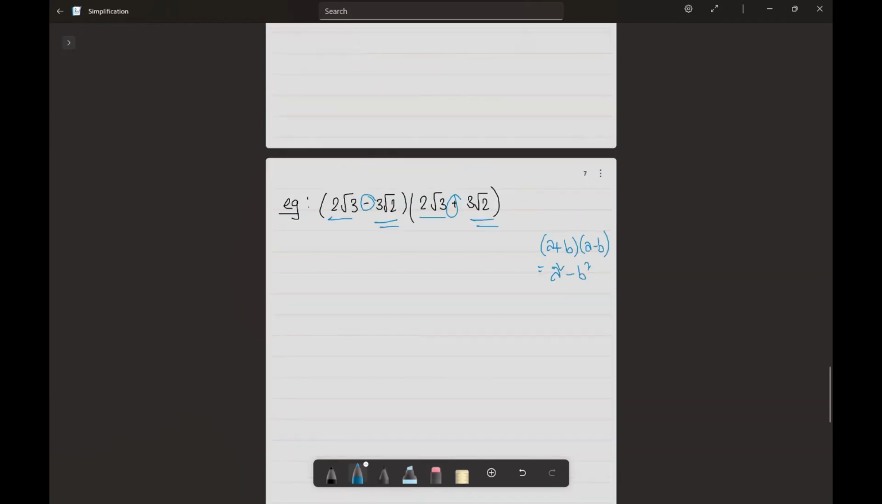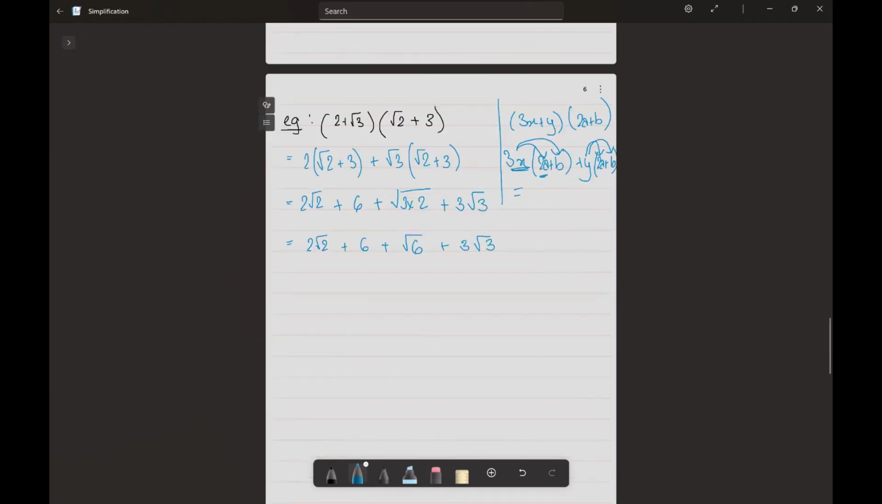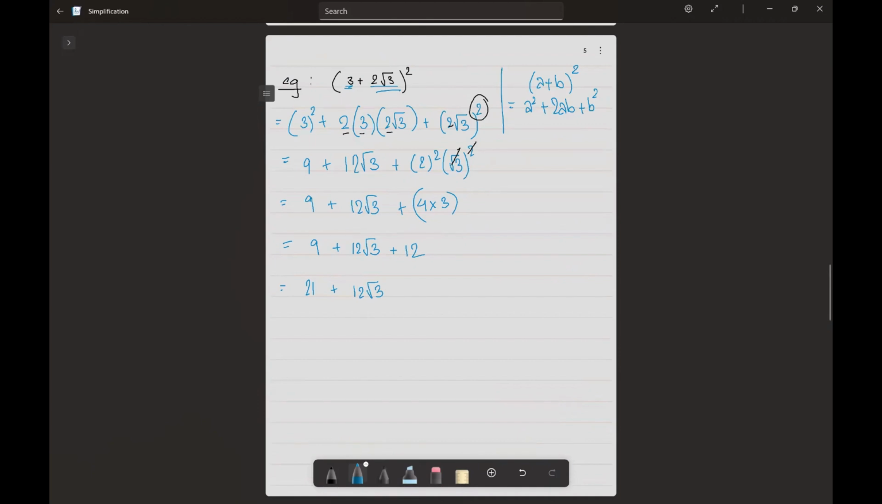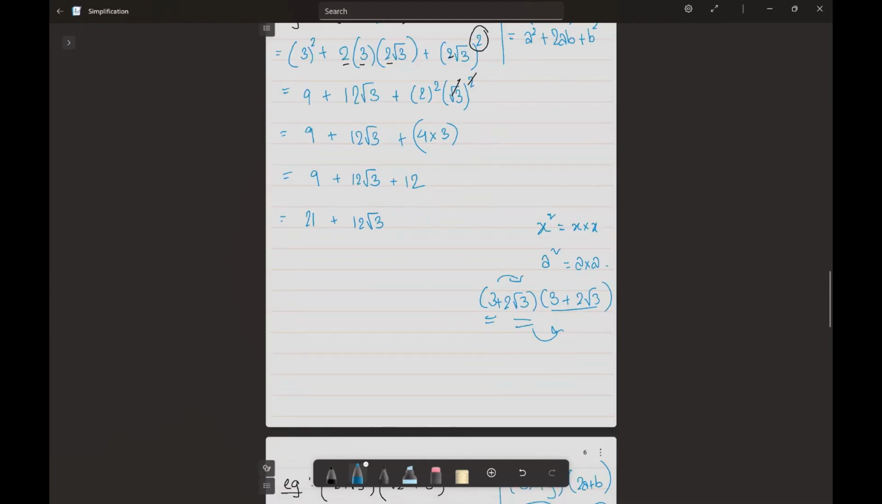And this same technique can be followed in the previous two sums. You know that if you have x squared, it means x into x. If you have a squared, it means a into a. So if you have 3 plus 2 root 3 whole square, then it means 3 plus 2 root 3 multiplied with 3 plus 2 root 3. So again, you can multiply 3 with these two, then 2 root 3 with these two. It follows the same technique of expansion, and you are going to get the same answer.